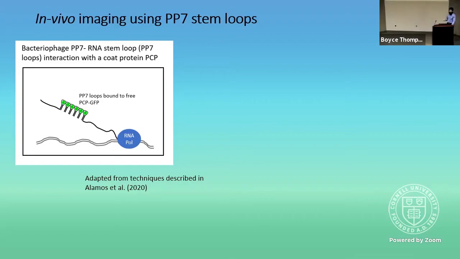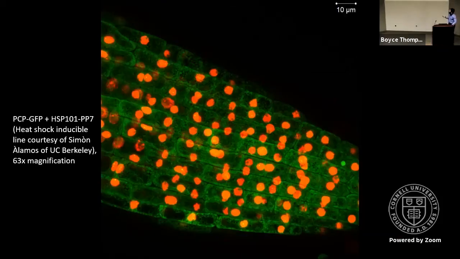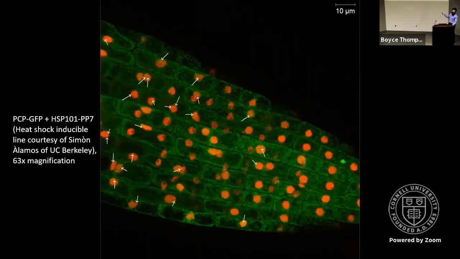To give an idea of what this looks like, these are heat shock inducible lines of Arabidopsis, courtesy of Simon Alamos. You'll notice a red background. This is HSP101 mScarlet. This is just to show the red fluorescent nucleus. And you'll notice PCP-GFP expressed ubiquitously in the plant. And these tiny little dots are HSP101 mScarlet being transcribed in vivo. Here's another image pointing some of them out. These are the exact same image, just edited differently.